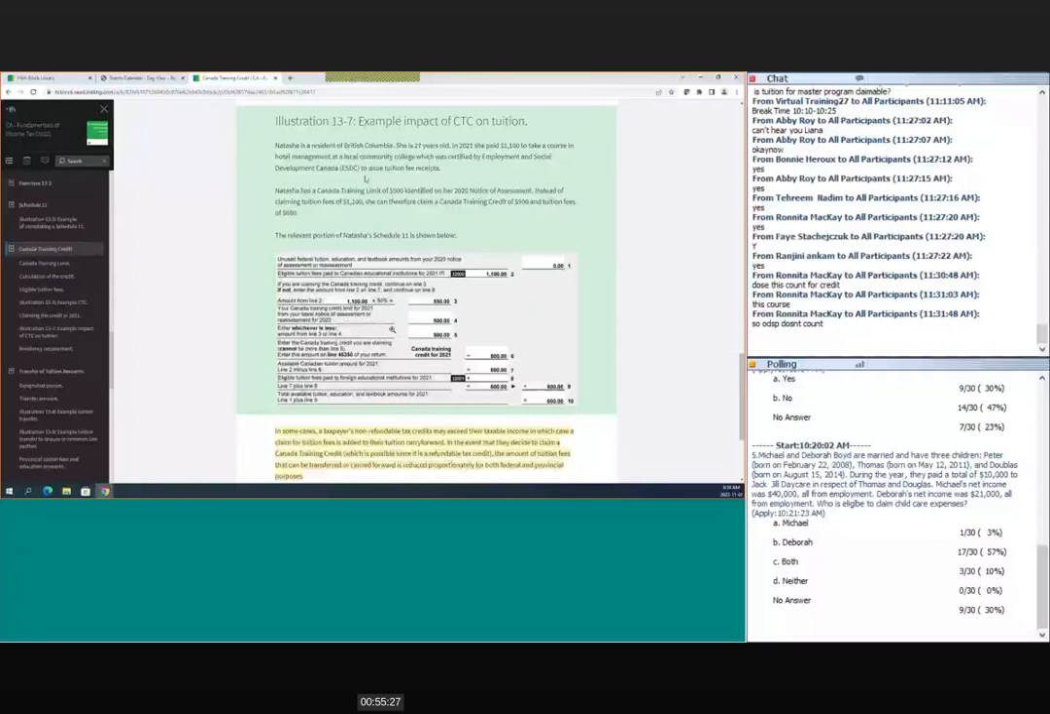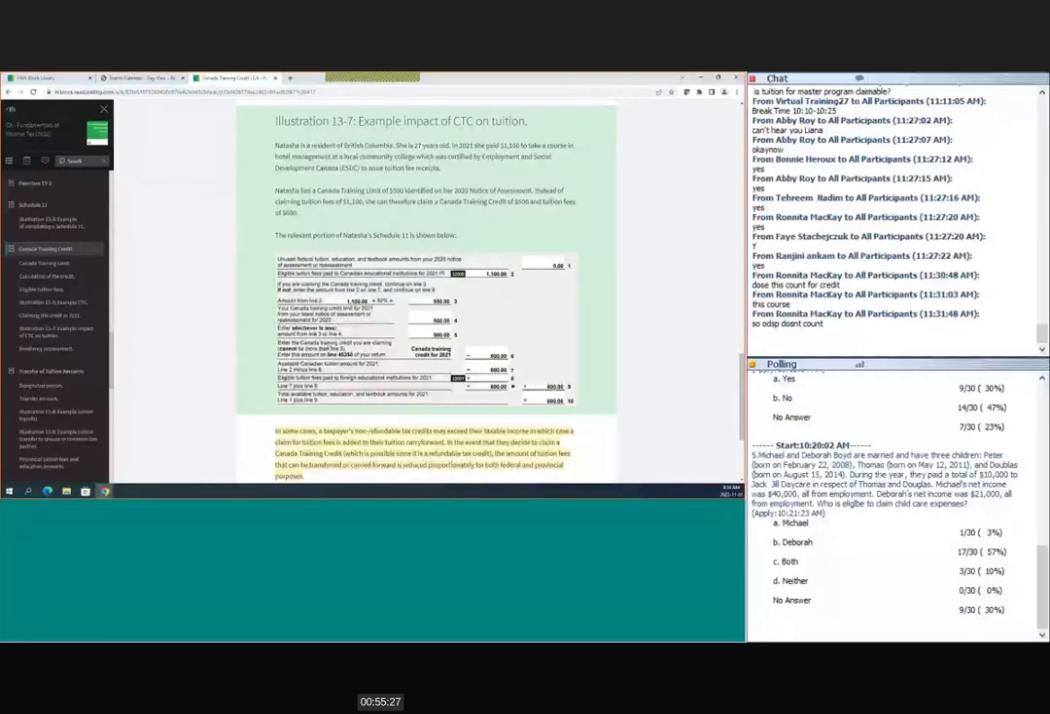And here she's a resident of BC. She's 27. She paid $1,100 to take a course in hotel management at a local community college, which was certified by the Employment and Social Development Canada to issue tuition fee receipts. So she's going to be able to claim.